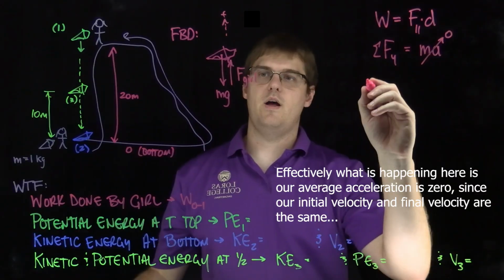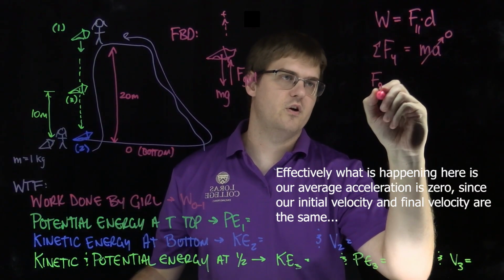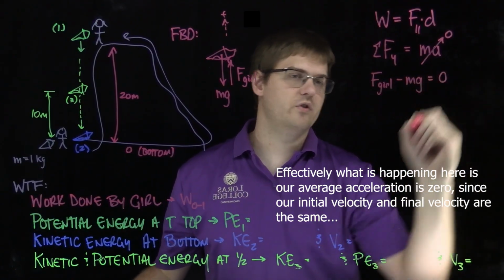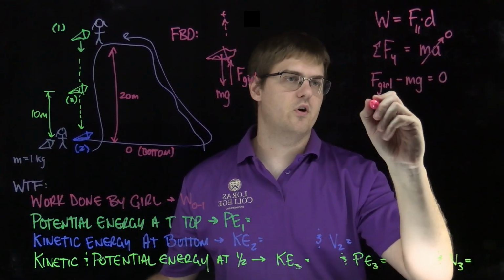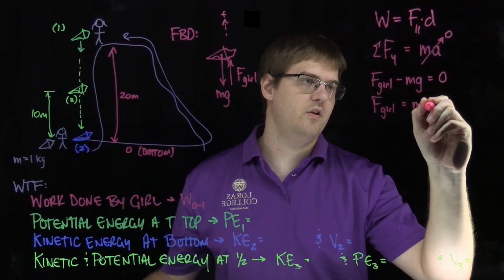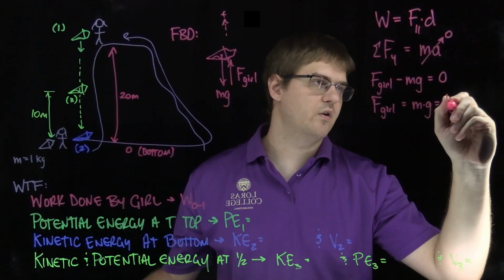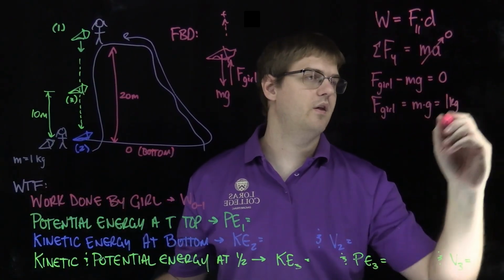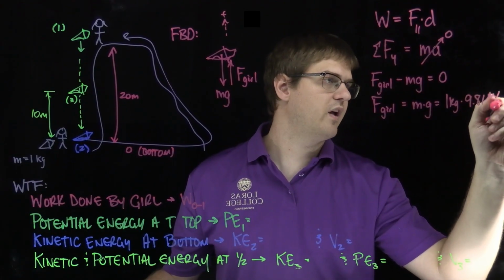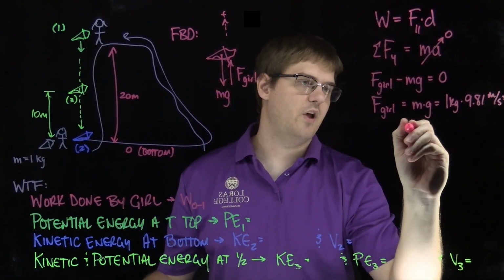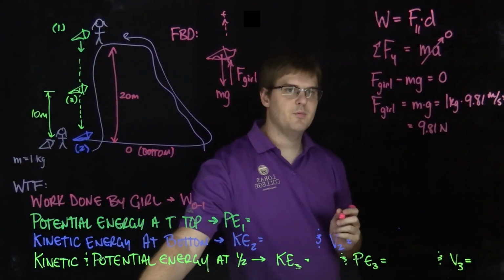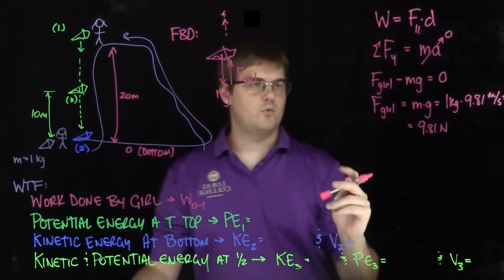So our forces in our y, we have our upwards force of the girl, downwards mass times gravity, our weight, is equal to 0. Force of the girl is going to be equal to mass times gravity, which is going to be equal to 1 kilogram, that's the weight of this guy, times our acceleration gravity, 9.81 meters per second squared. That comes out to 9.81 newtons. Simple enough, hopefully. That is our review portion.